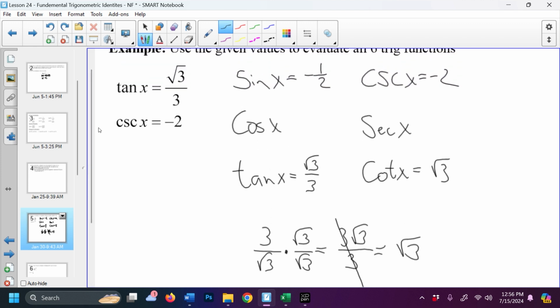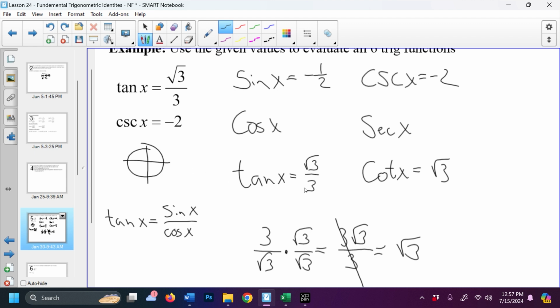Now, how to go about getting my cosine out of what I already know. If I am using the unit circle and my sine value is negative and my tangent is positive. Now think about this. Remember, the tangent of x is equal to the sine of x over the cosine of x. And so we can determine what the cosine value is going to be based on that unit circle.